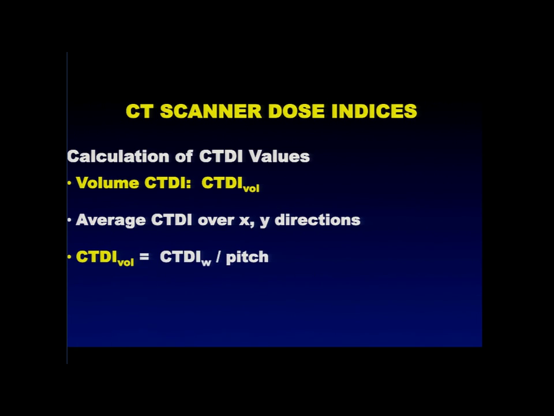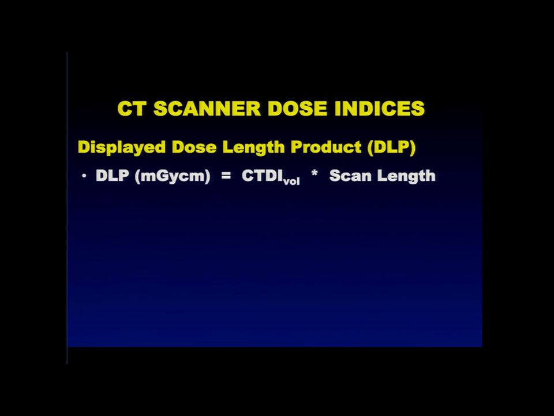Well, CTDI vol is simply CTDIw divided by the pitch. And the pitch, of course, is dealing with how rapidly our table is moving the patient's anatomy through the gantry. If I increase my pitch, my anatomy is in the gantry for a shorter period of time, and so my CTDI vol is going to decrease relative to CTDIw, and vice versa. Okay, so what CTDI vol really does is it addresses the dose when the table's in motion.